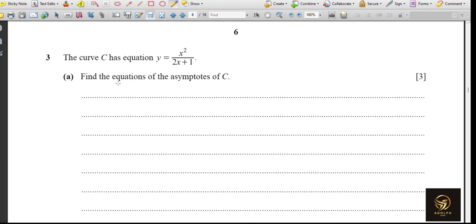Next, we are going to solve the third question. The curve C has equation y equals x squared divided by 2x plus 1. Find the equations of the asymptotes of C. To find the vertical asymptote, we equate the denominator with 0, and we get the vertical asymptote as x equals negative 1 by 2. That is one answer.